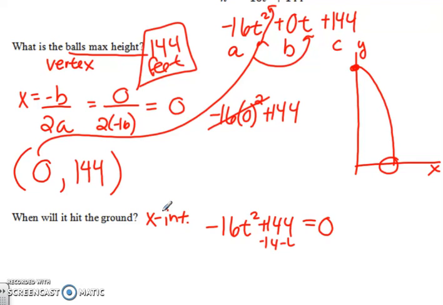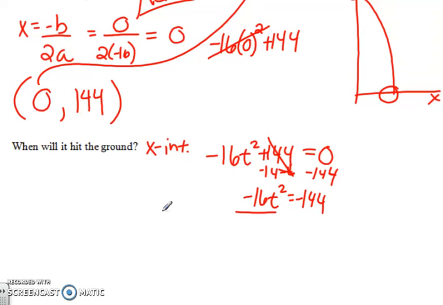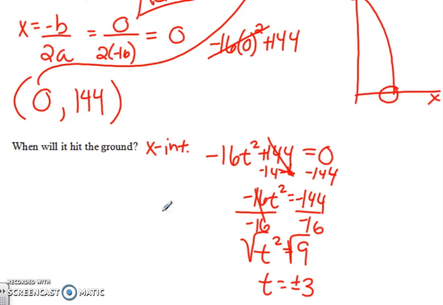So real quickly, subtract 144 and get negative 16t squared equals negative 144. Got to get t by itself by dividing by negative 16. So t squared is going to equal 9. Lastly, take the square root. So t is going to equal a plus or a minus 3. Now again, negative 3 seconds does not make sense. So you're going to go with the positive answer for a real world problem. So 3 seconds is when the ball is going to hit the ground. Okay.